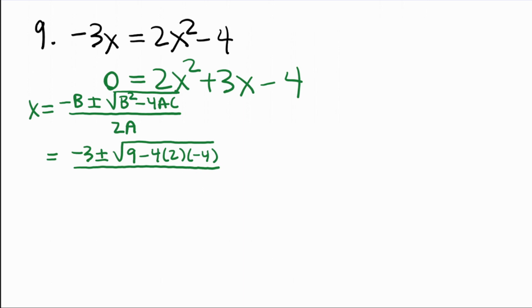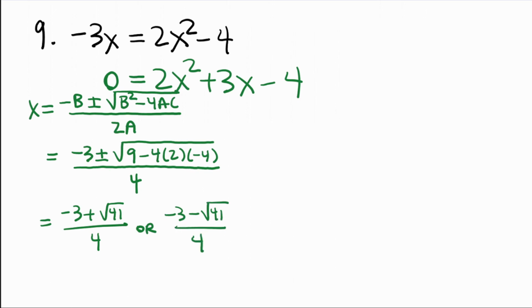So I'll hold on to that piece of knowledge for a second. All divided by 2a, which is going to be 4. Okay, so I've got negative 3 plus the square root of 41, all divided by 4, or maybe negative 3 minus the square root of 41, all divided by 4. Now, if you were thinking you wanted to solve this one with completing the square, you definitely can.